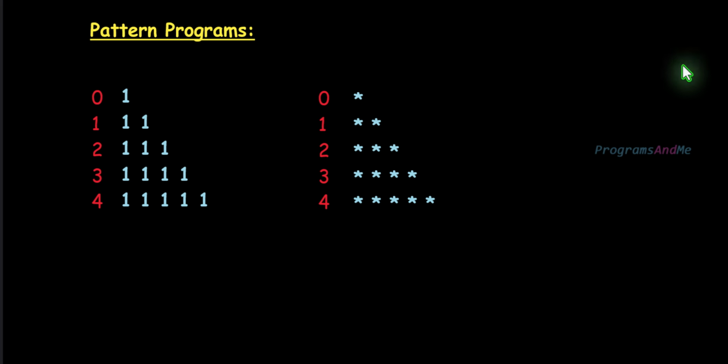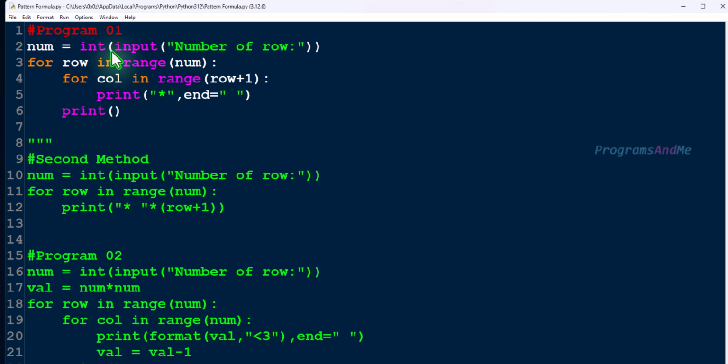Okay, so let's use this formula in the program. Here we have our program 1. First, we'll ask the user to enter the number of rows. Then we are using nested for loops here. This is for how many rows you want, that is num rows. For columns, we are using row plus 1. This is the formula. Row is the variable representing the row number. So row number plus 1. That is the formula to calculate the columns in right triangle shape.